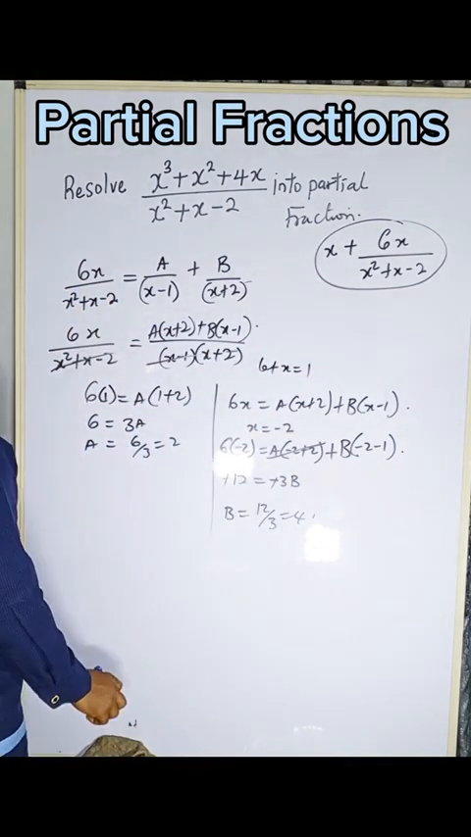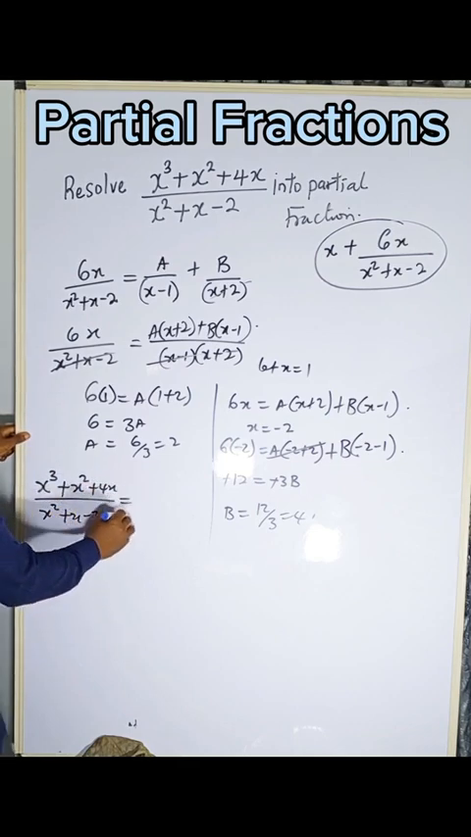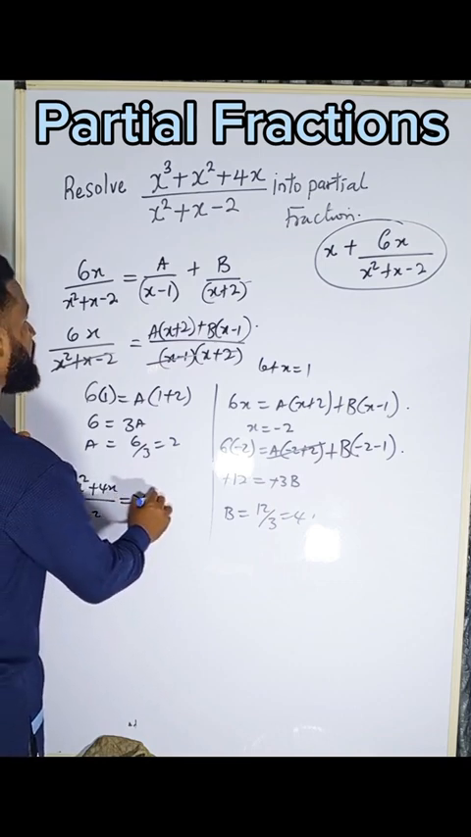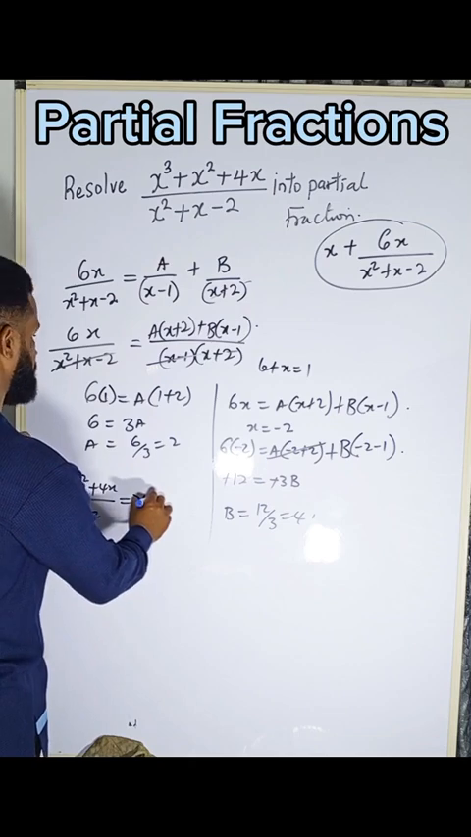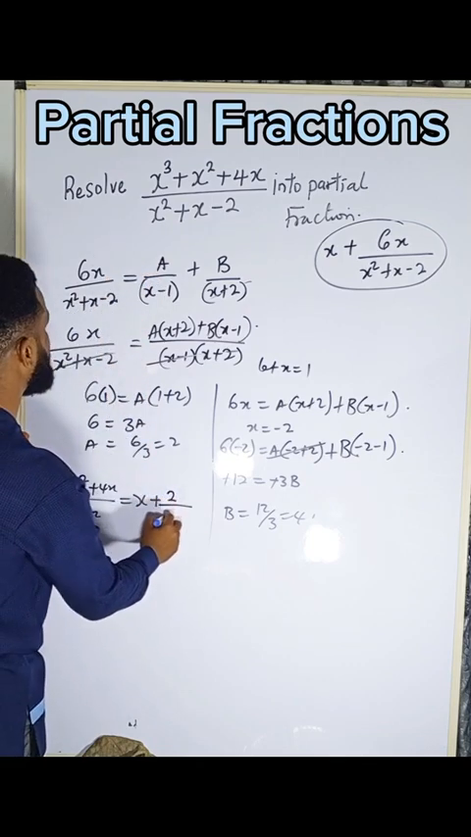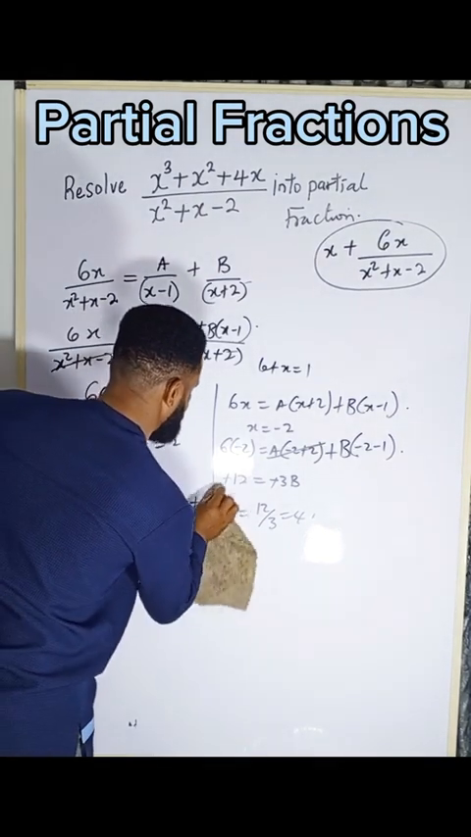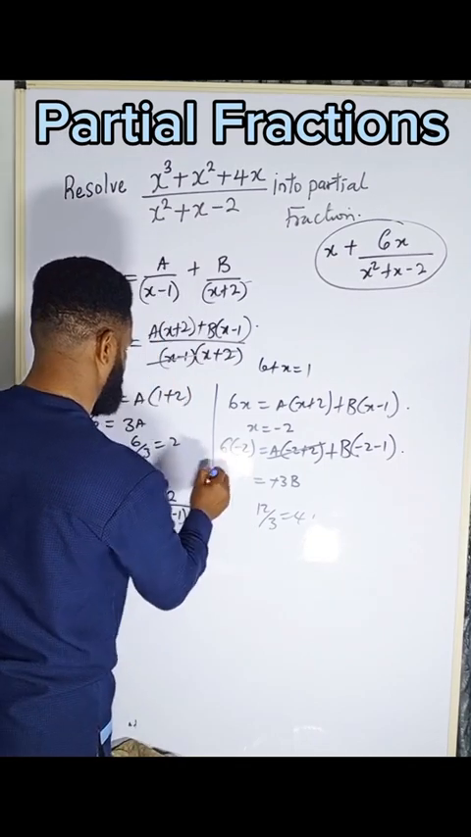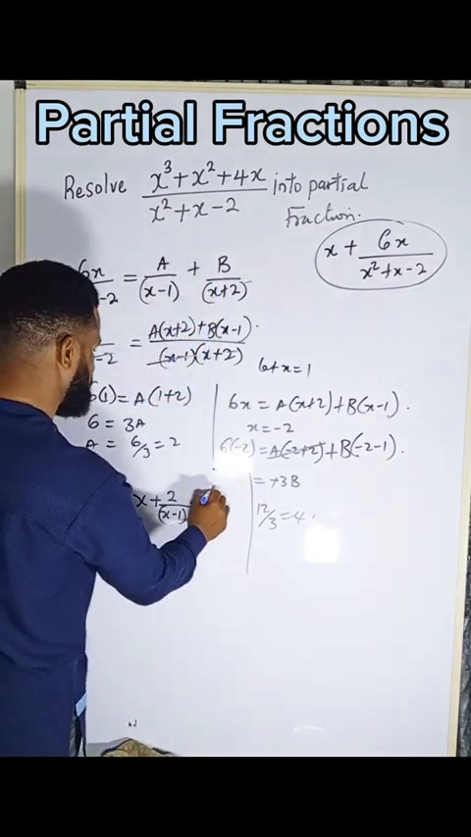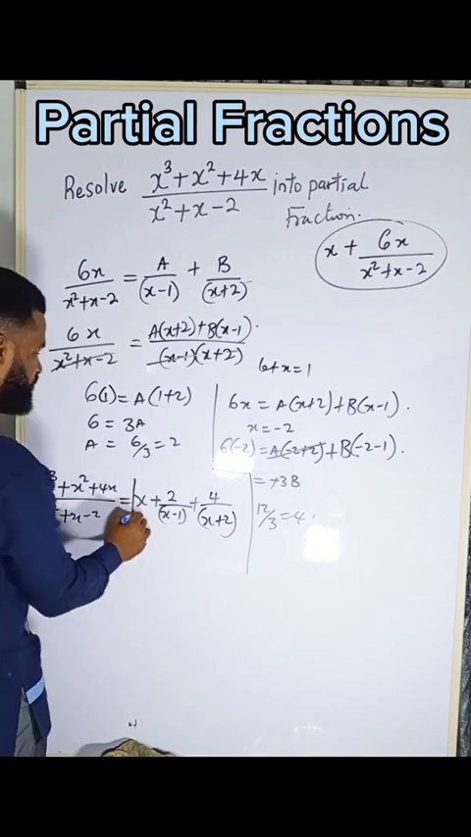So going back to this place, I'm going to say that x cubed plus x squared plus 4x over x squared plus x minus 2 is equal to x plus, in place of A, I will write 2 all over x minus 1, then plus, in place of B, I'm going to put 4 all over x plus 2. So this whole fraction has been resolved into this partial fraction.